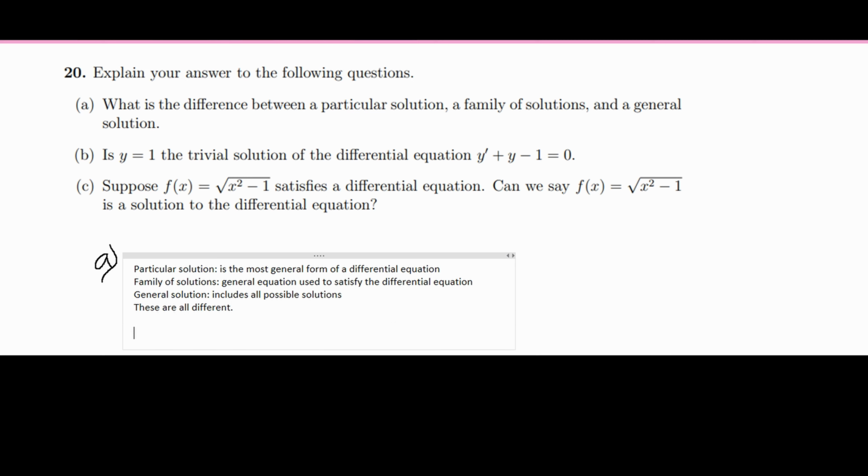So they're all different. For B, is y equals 1 the trivial solution of the differential equation? For that, we're going to look at the definition of a trivial solution. The definition of a trivial solution is that if the function y equals 0 is a solution on an interval, we can call this a trivial solution. Since y equals 1, it is not a trivial solution.